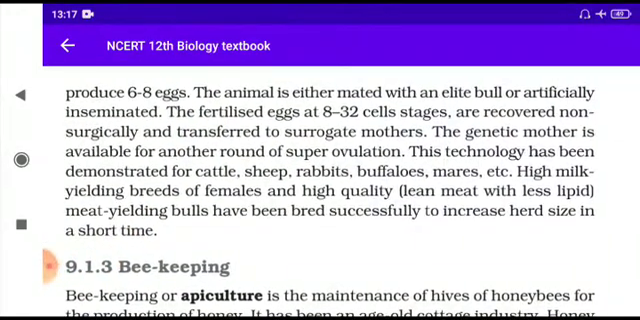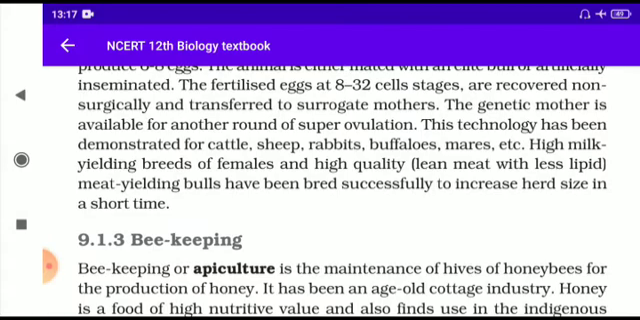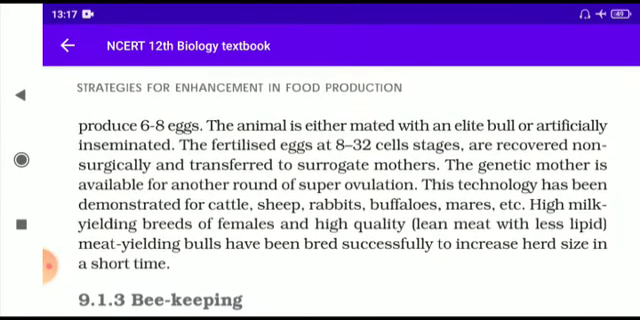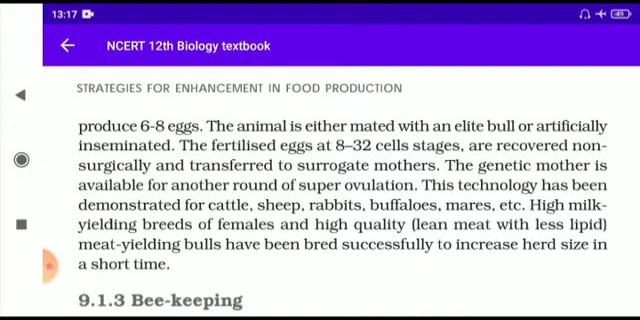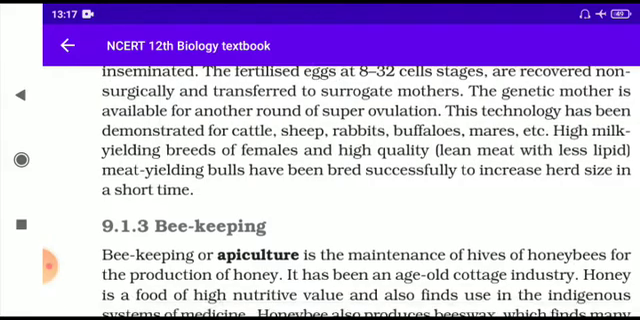The genetic mother is available for another round of superovulation. This technology has been demonstrated for cattle, sheep, rabbit, buffaloes, mares, etc. High milk yielding breeds of female and high quality meat yielding bulls have been bred successfully to increase herd size in a short time.